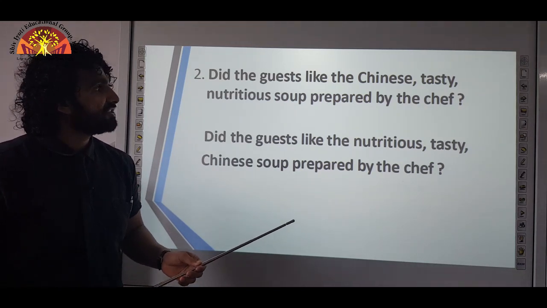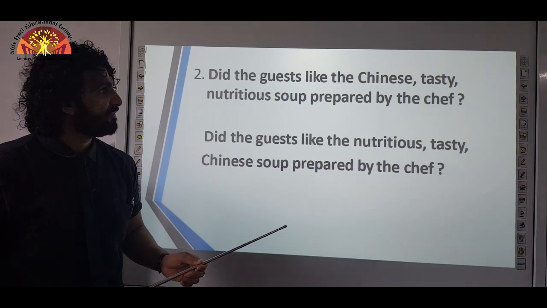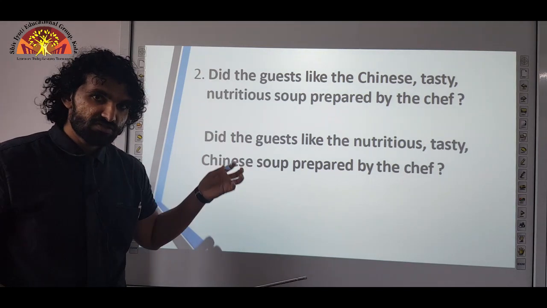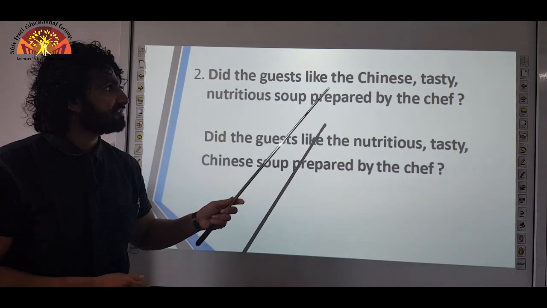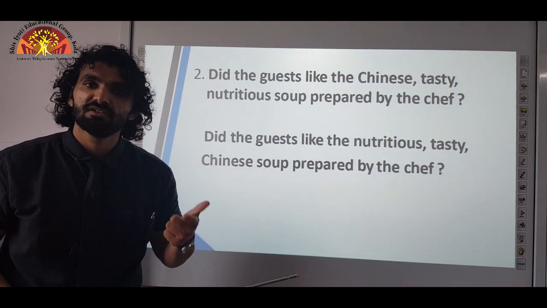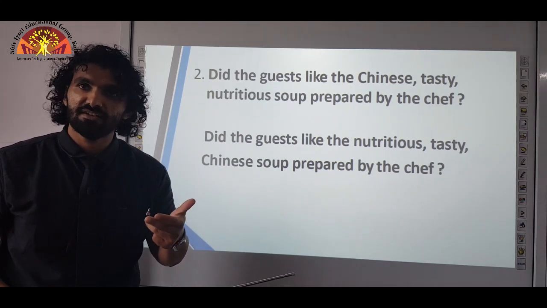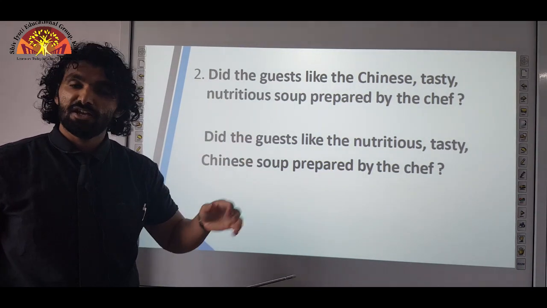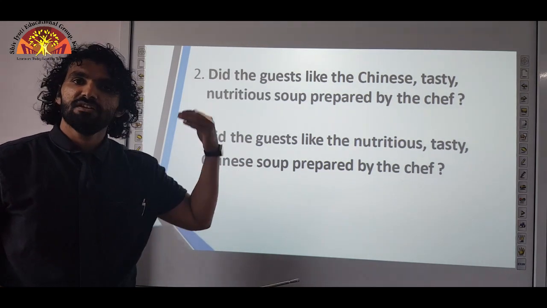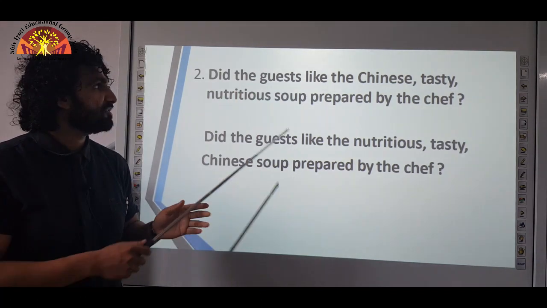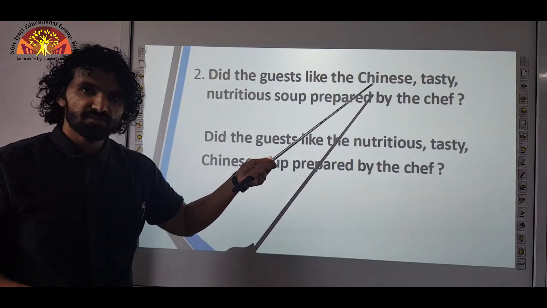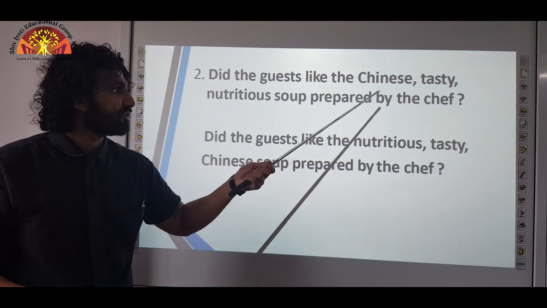Did the guests like the Chinese tasty nutritious soup prepared by the chef? Can you try to figure out the mistake? Can you pay attention? Can you see? Chinese. What is the word Chinese? What is the word Indian? Nationality. Turkish nationality. Japanese nationality. Chinese nationality. And what did we learn? We learned that the nationality should come in the last of any sentence. If it has been used, if it has been written in here first as an adjective, then it is wrong. So we are going to rewrite it.